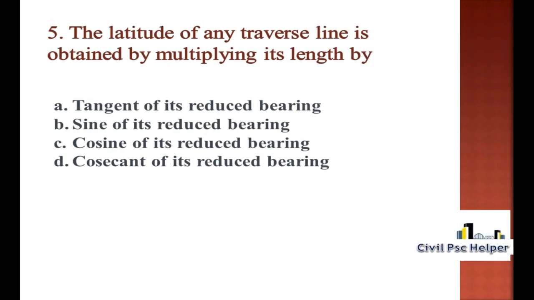Fifth question. The latitude of any traverse line is obtained by multiplying its length by option A, tangent of its reduced bearing, option B, sine of its reduced bearing, option C, cosine of its reduced bearing, option D, cosecant of its reduced bearing. The latitude of any traverse line is obtained by multiplying its length by cosine of its reduced bearing. Option C is correct.